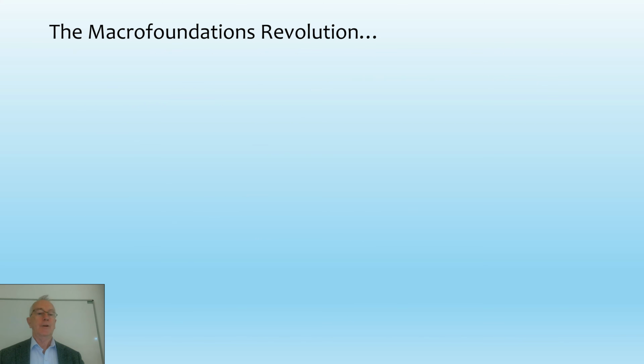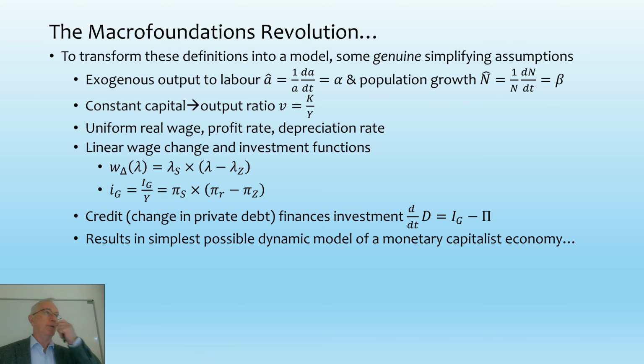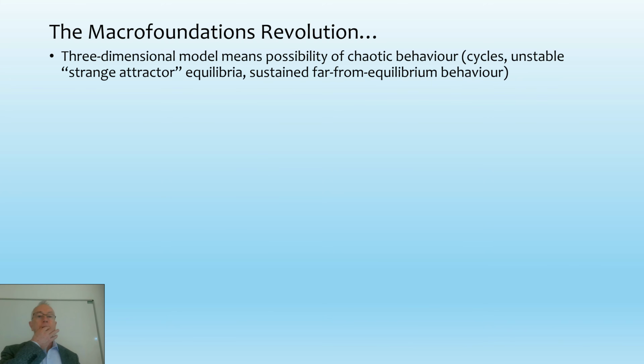And what you get out of it is what I regard as the simplest possible dynamic model of a monetary capitalist economy. The money is in there because you're using debt. You've got employment, which gives you the level of economic activity. You've got wage share of GDP, which gives you the distribution of income. So what you get is a three-dimensional model.